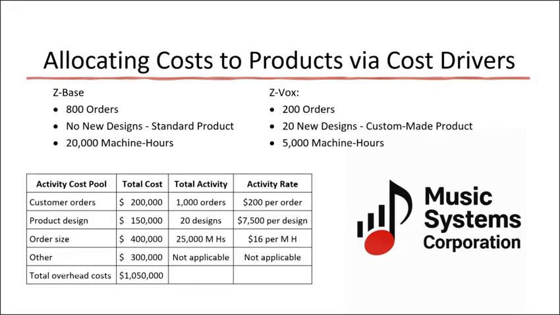Okay, so let's understand the assignment of cost to cost objects like products or customers using a different example, Music Systems, a manufacturer of home theater systems. They have two products, the Z-Bass and the Z-Vox. Z-Bass is a product with 800 orders that have been received during the year. Because this is the standard product, there are no new design requirements for this. A total of 20,000 machine hours was required to produce the 800 orders received, okay?